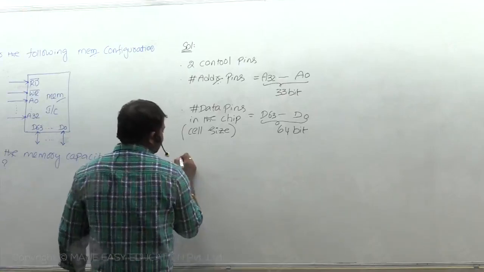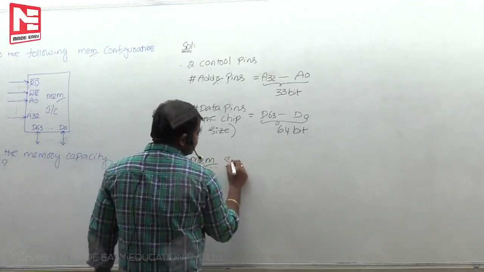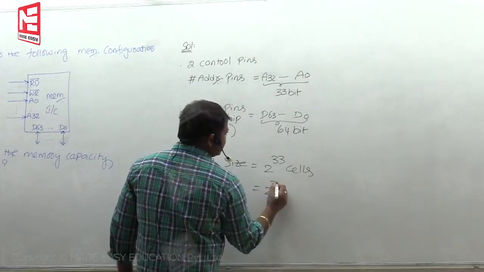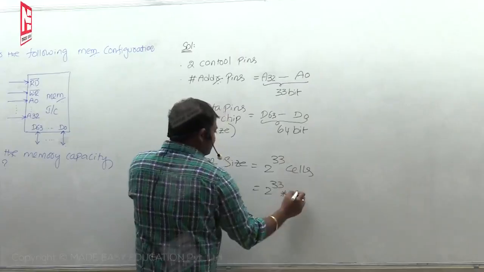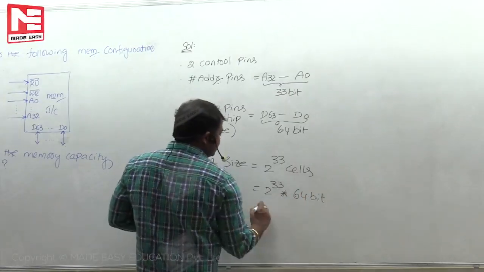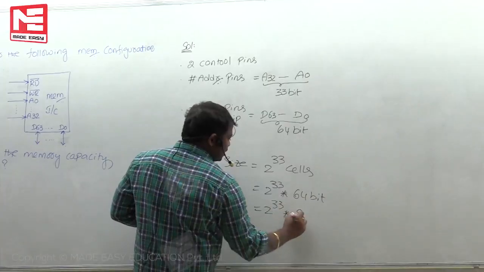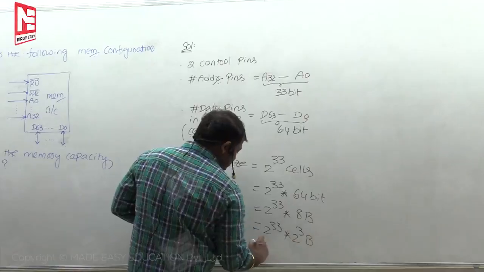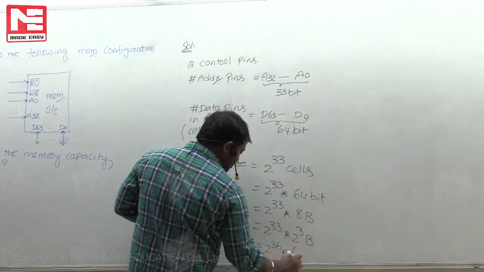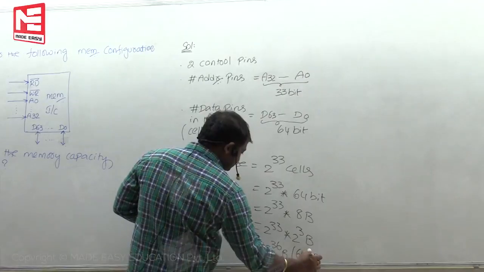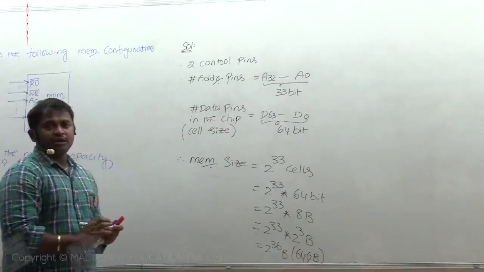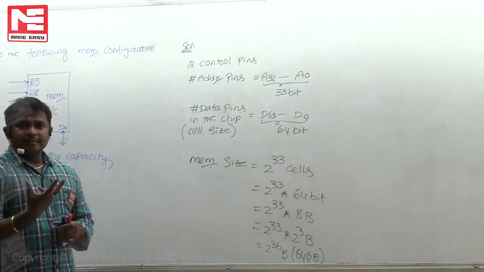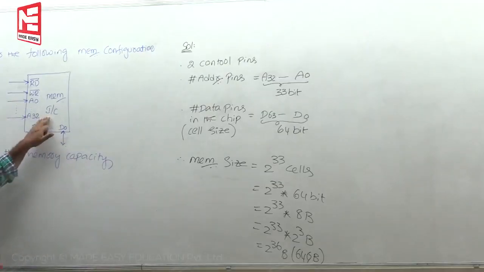So the cell size is given. Therefore, memory size equals 2 to the power of 33 cells. Okay, right. 2 power 33 into 64 bits in every cell. The question is expecting bytes, so 8 bytes. That is 2 power 33 into 2 power 3 bytes. That is 2 power 36 bytes. This becomes 64 GB. 64 GB main memory is possible. 64 GB memory capacity is associated with this chip.